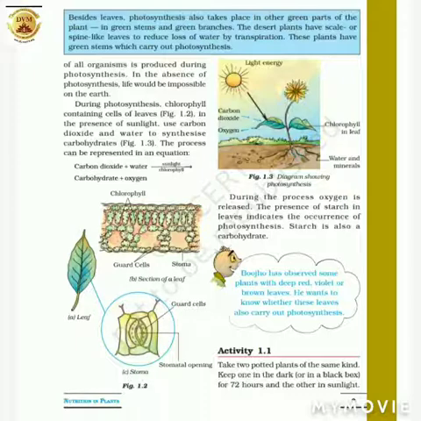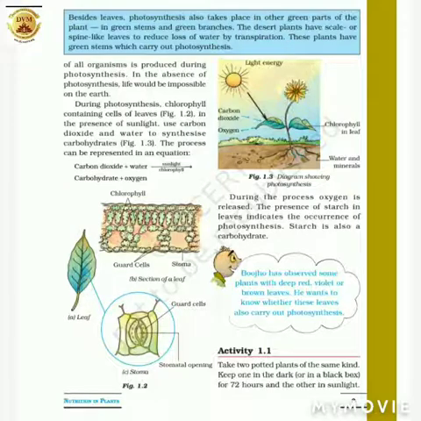So it provides us food, it provides oxygen, and it absorbs carbon dioxide from the atmosphere. In this way it maintains the ratio of carbon dioxide and oxygen in the atmosphere. So the photosynthesis process is essential. Without the photosynthesis process, life is not possible on the earth.